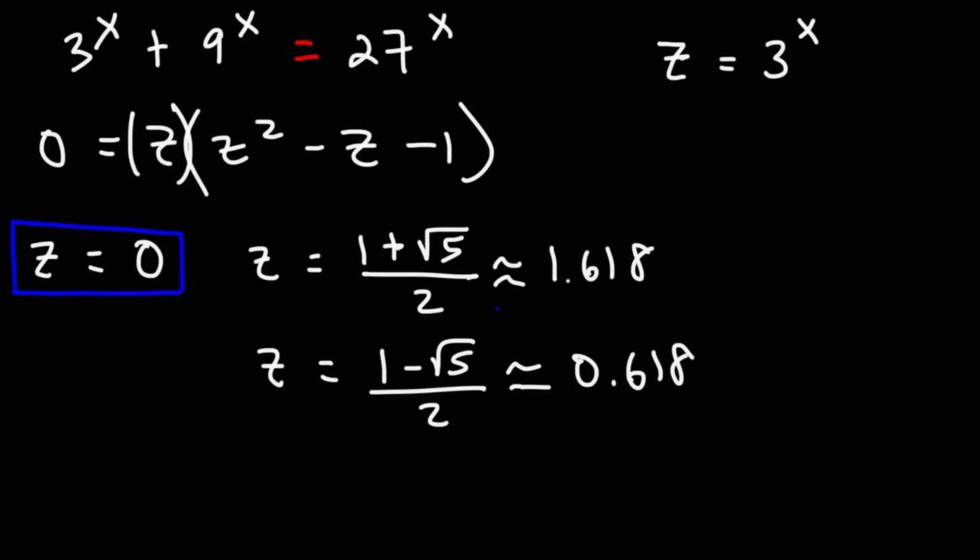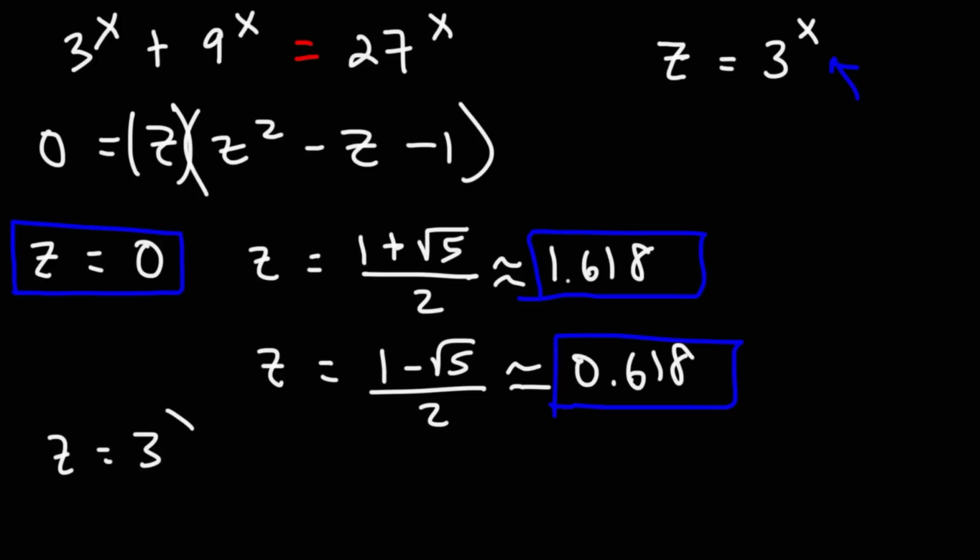So right now, we have the 3 values of z. Now we need to calculate the value of x. So first, we can replace z with what we have here. So if z is equal to 3 raised to the x, we have 0 is equal to 3 to the x. So what is the value of x? 3 to the what power will give us 0?